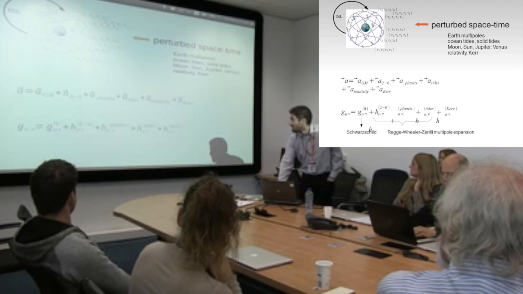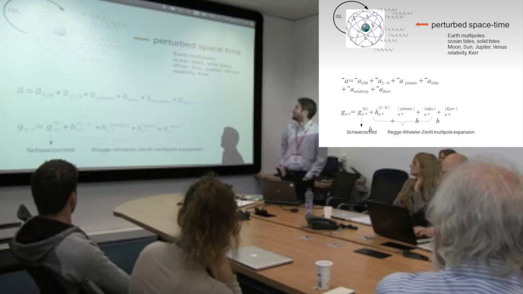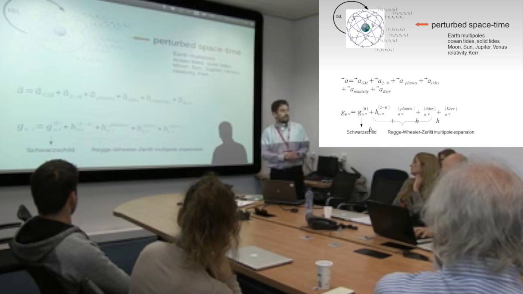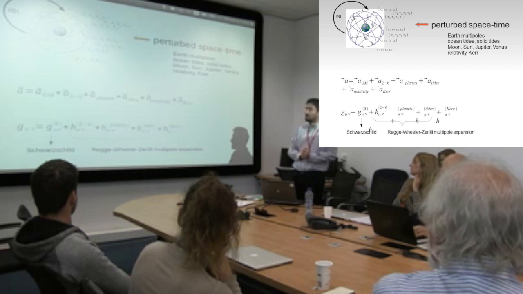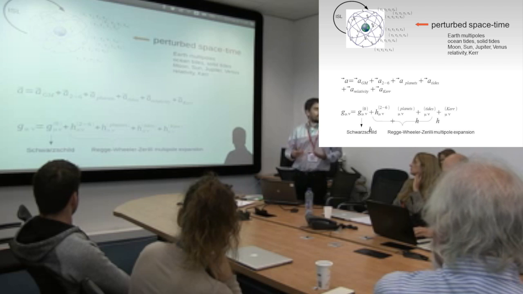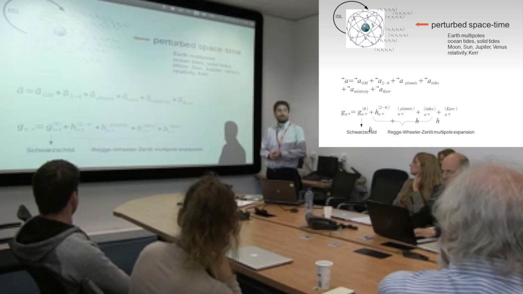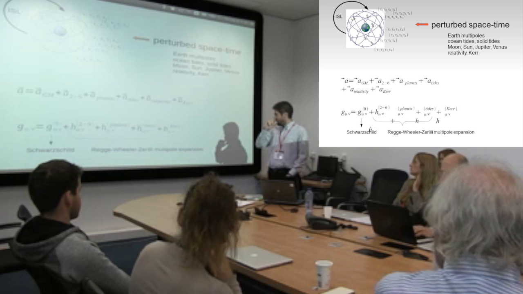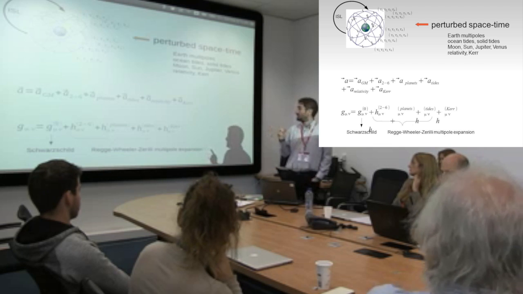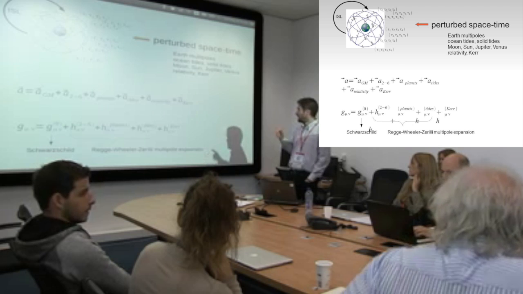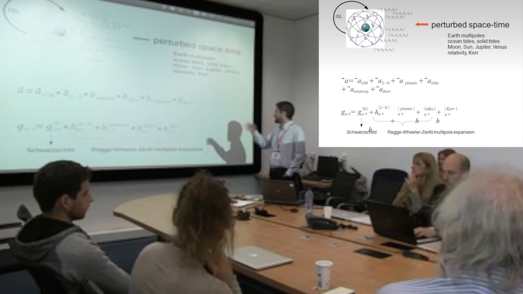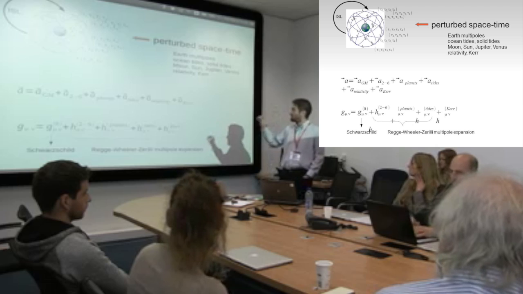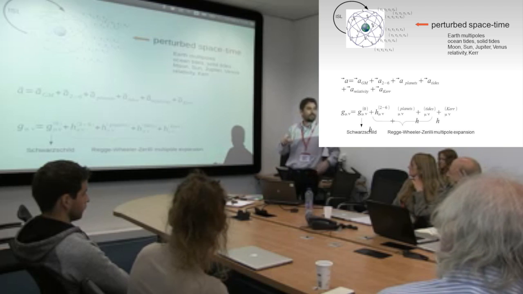But in general relativity, we work with metrics, and we chose to start not in flat space-time, but in Schwarzschild, which is the next better approximation of the space-time around Earth. And we added perturbative metrics to the Schwarzschild one.